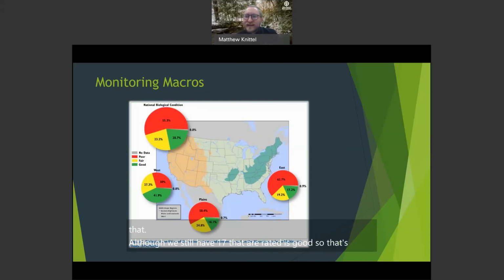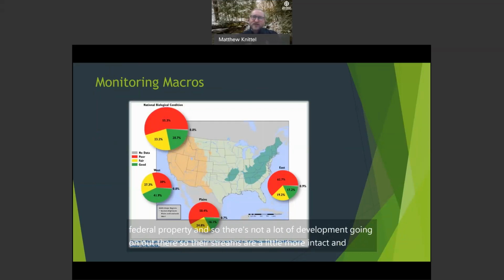But then in the plains, they've got a slightly smaller percent rated as poor, only about 58.5, but also a slightly smaller percent rated as good, 16. Out west, only 30% rated as poor, and 42 percent rated as good. But remember, a lot of that land is undeveloped. A lot of it is federal property, and so there's not a lot of development going on out there. So their streams are a little more intact and healthy.